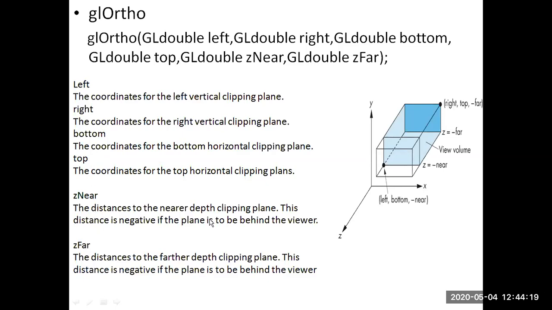Z near is the distance to the nearest depth clipping plane, and this distance is negative if the plane is to be behind the viewer. Z far is the distance to the farthest depth clipping plane. This distance is negative if the plane is behind the viewer.